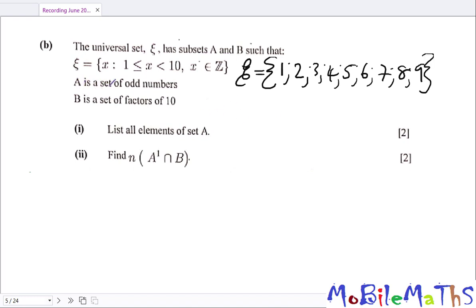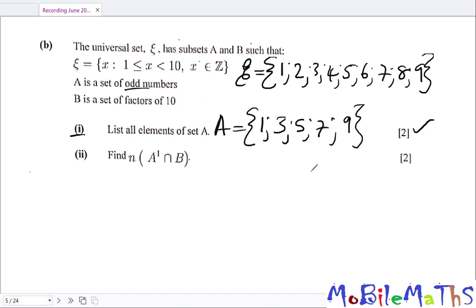They said A is a set of odd numbers. So already I think this is the first question: list all elements of set A. So I'm just going to list it. A has got elements of odd numbers that are inside here. You find I've got 1, 3, 5, so I'm going to write them 1, 3. You are taking only the ones inside here, not all the odd numbers you can think of. Then the next ones are 5 and 7, and lastly we have 9. So these are the elements and you get yourself 2 marks.